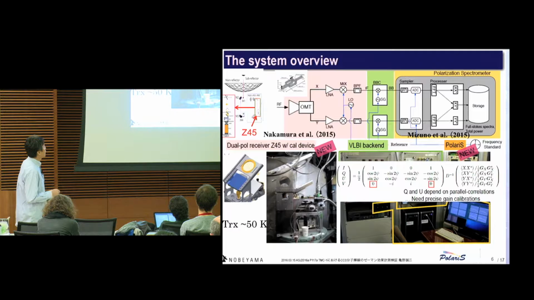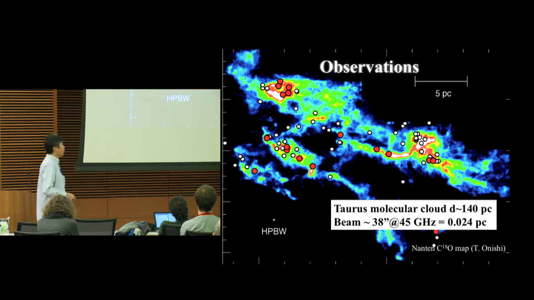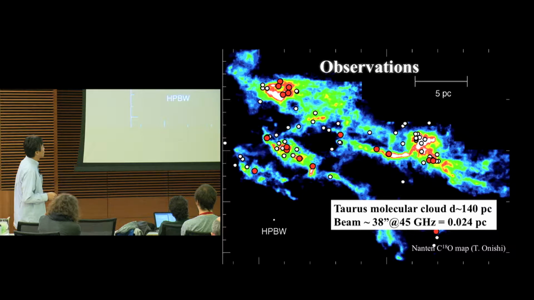Okay, now let's move on to the actual observations. So first, we chose our target core in the Taurus molecular cloud. The distance to the Taurus molecular cloud is 140 parsec.